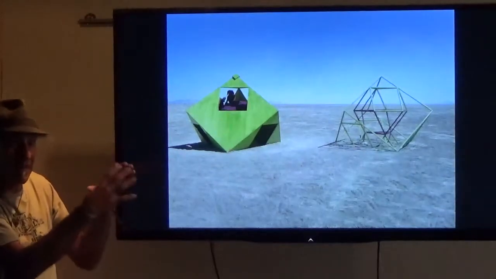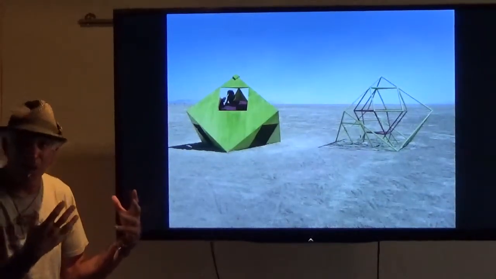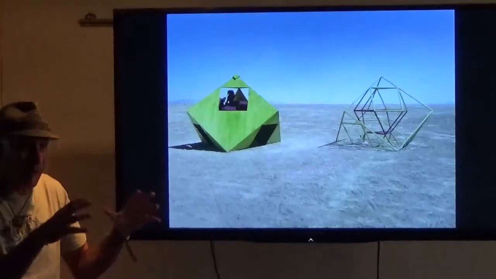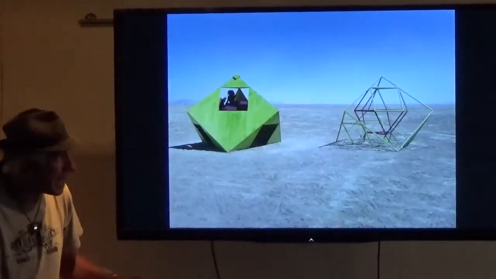So it's showing the relationship between this 90-degree grid that we're all used to and the 60-degree grid that's the more fundamental aspect of how the universe operates.